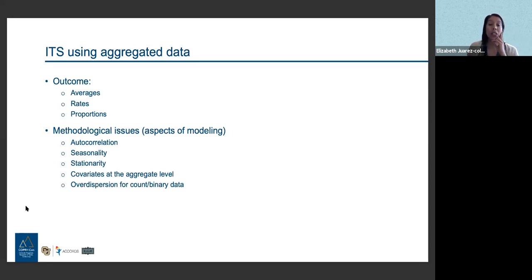Covariates: if we want to adjust for covariates, then we need to have covariates at the aggregate level. As you can imagine, in some cases that's challenging to do because, one, we need to come up with a covariate at the aggregate level that makes sense, and also we need to have the information to calculate that covariate.